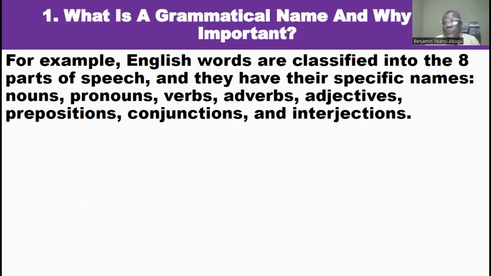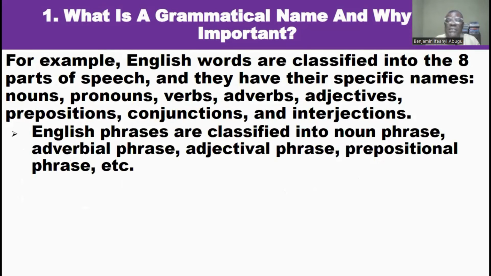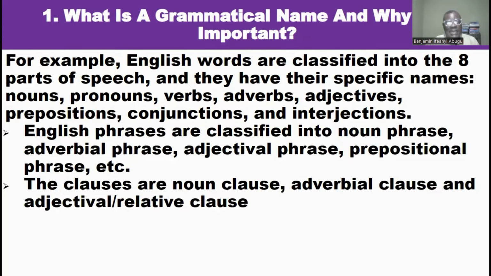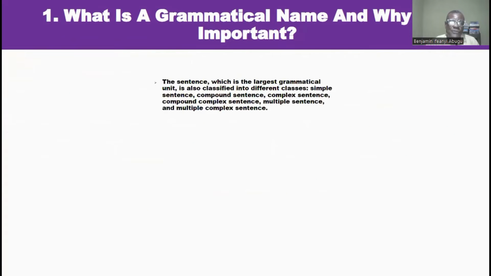For example, English words are classified into the 8 parts of speech, and they have their specific names such as nouns, pronouns, verbs, adverbs, adjectives, prepositions, conjunctions, and interjections. English phrases are also classified into noun phrase, adverbial phrase, adjectival phrase, prepositional phrase, and so on. The clauses are noun clause, adverbial clause, and adjectival clause, which is also known as a relative clause.